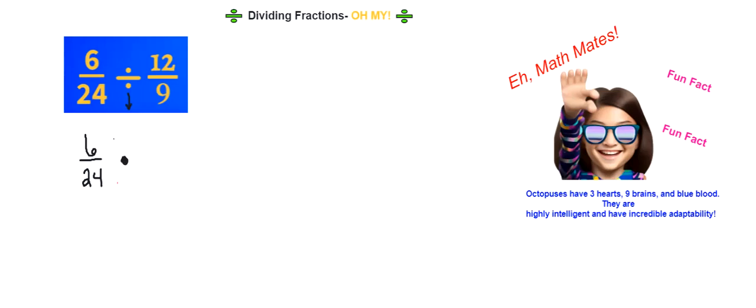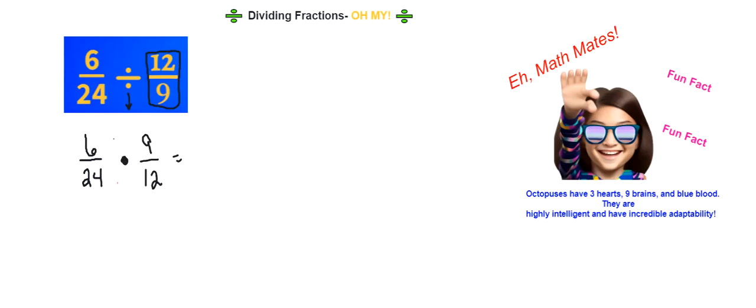And right after you change that to multiplication, you flip the second fraction. So flip it over. There you go. Now all we have to do is our multiplication. But for practice, I want to make these fractions smaller. And how do we do that? By reducing.